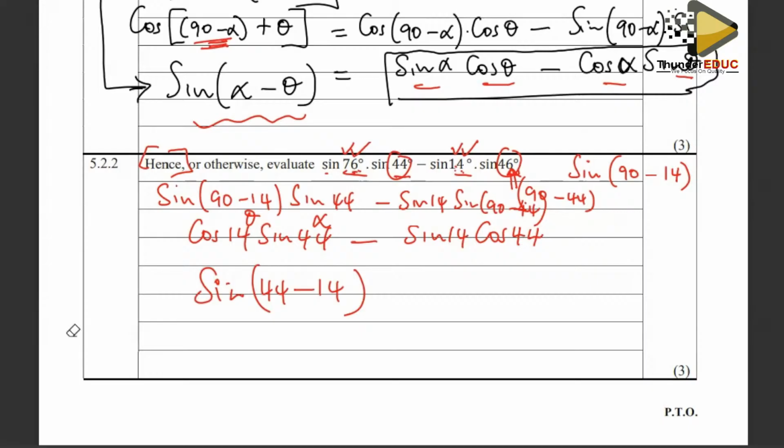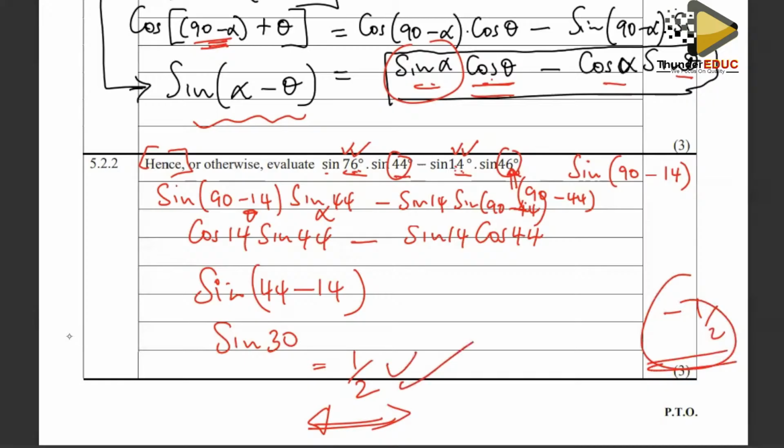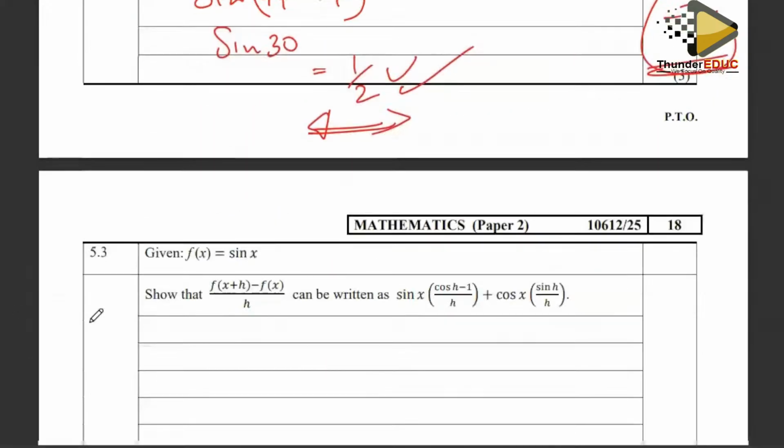If I look at the way the question was presented, the sine comes first and then the cos, meaning that the 44 is the alpha, then that is the theta. So 44 minus 14 gives me a sine of 30, and that becomes a half. If somebody had switched them around, you would get a negative half. But I would go with a half as my final answer.